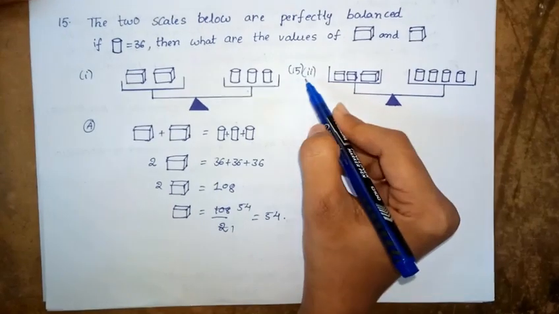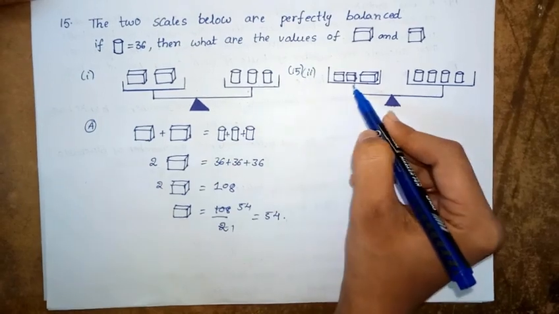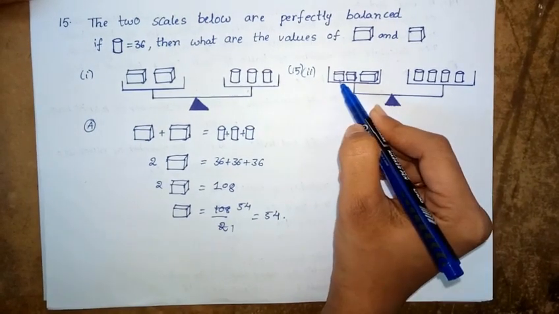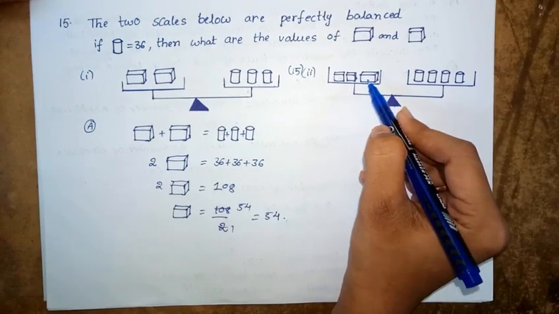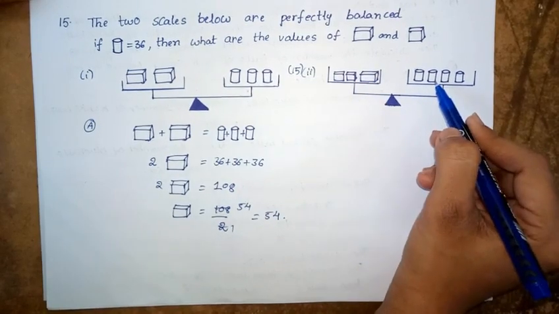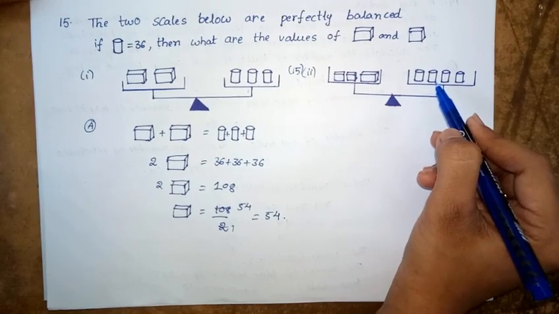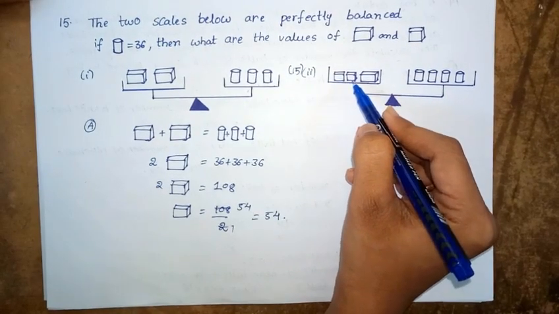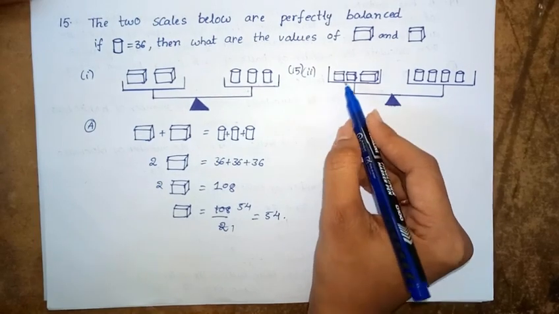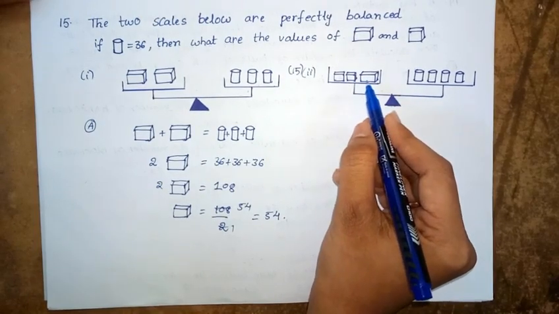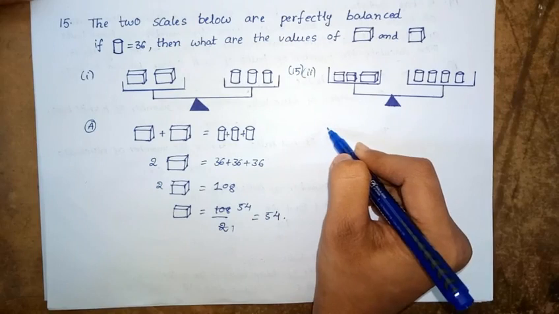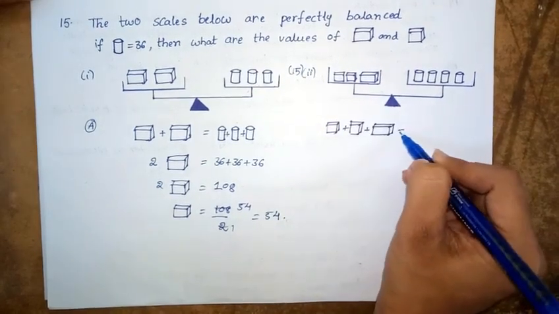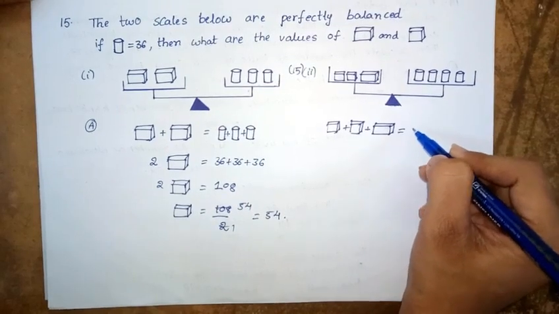Problem 15, second one. First observe the balance. In this balance, on the left side two square shapes and one rectangle are there. On the right side, four cylindrical shapes are there. In this diagram, we need to find the square shape value. First write two squares and one rectangle is equal to four cylindrical shapes.